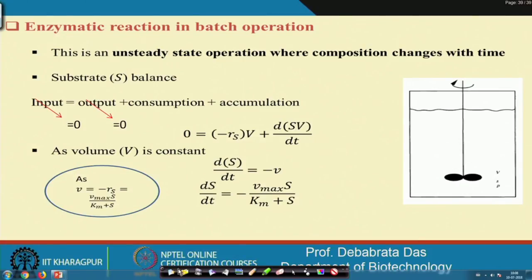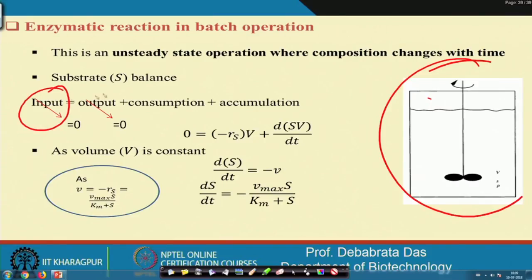Now, I told you, when you do any kind of reactor analysis, we use a formula. What is this formula? Rate of input equals rate of output plus rate of consumption plus rate of accumulation. Now, suppose this is a batch process, there is no input, there is no output. So, we can write this equal to 0 and this equal to 0. The consumption is the rate of reaction times V, because the rate of reaction is dS by dt. S is the concentration, mass per unit volume. If you multiply it by volume, then you get the total rate of change of the substrate molecule. And this is the accumulation, d(SV) by dt. This is called accumulation.